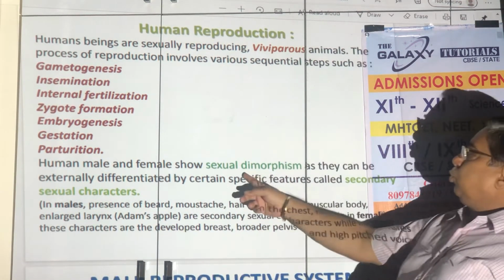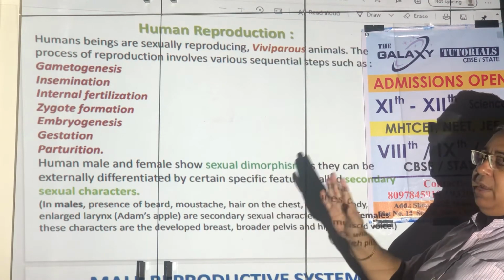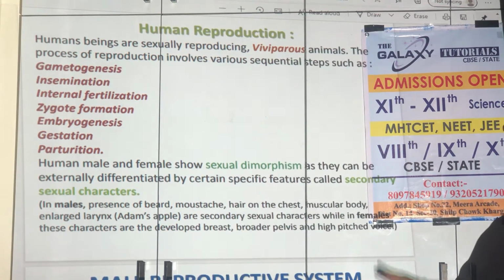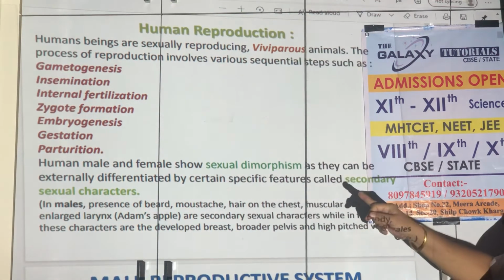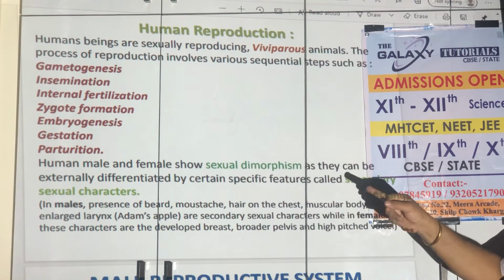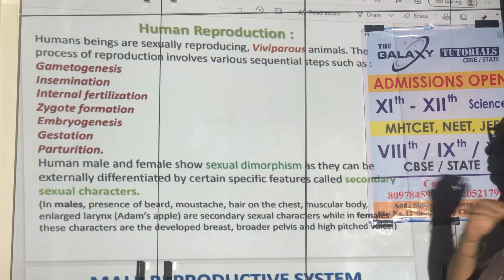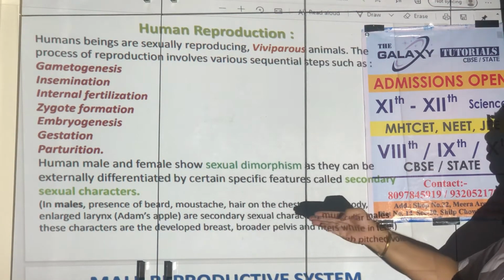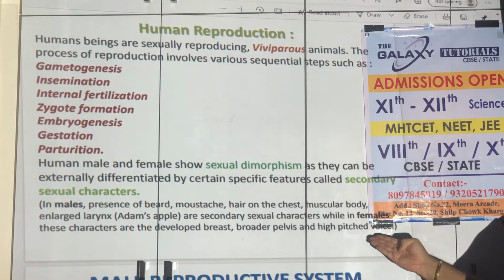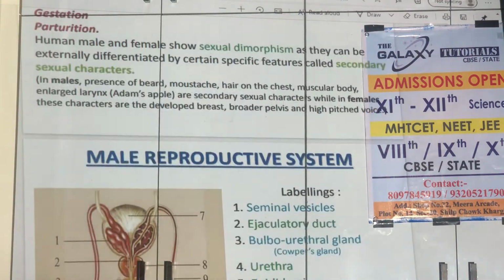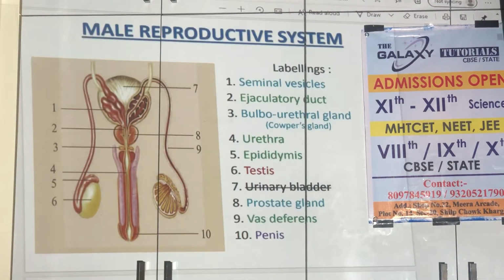We show sexual dimorphism. Male and female can be told apart from external body anatomy. They are called secondary sexual characters. Male: beard, mustache, hair on chest, muscular body, enlarged Adam's apple. In females: developed breasts, broader pelvis, high pitched voice. These are examples of sexual dimorphism. Diagram to label, draw, or find what is part X or Y.